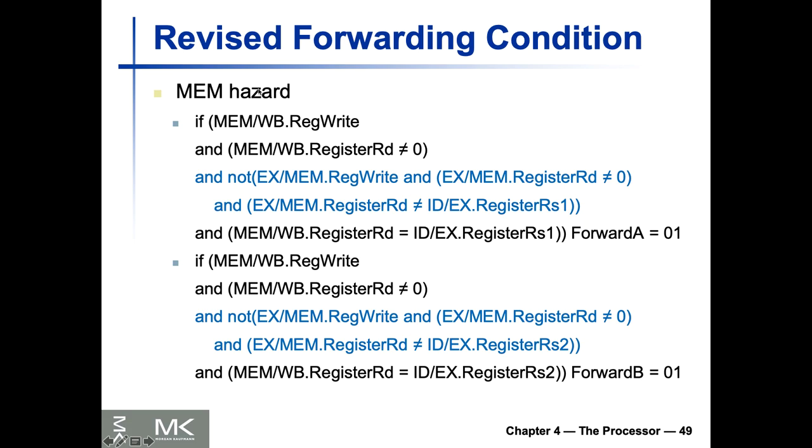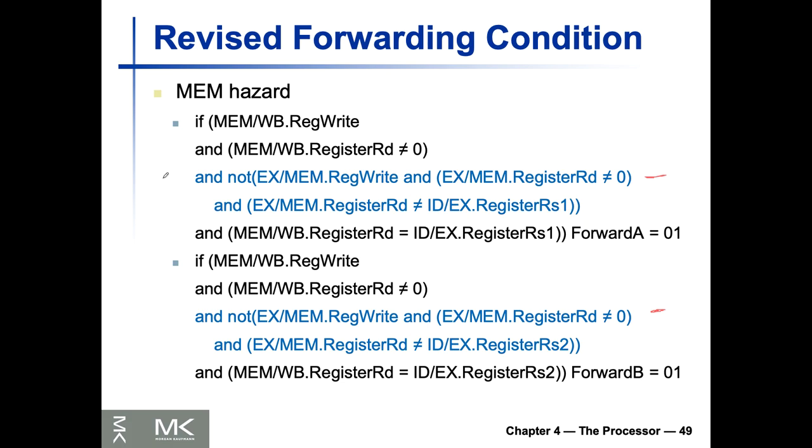So for the MEM hazard, we need to consider one extra case that is shown in blue. You remember in RISC-V, every use of X0, the register X0, must yield an operand value of zero, right? Because X0 was meant to be used as a zero value, okay? So we need to add this condition here so that if we were using X0 and the result were not X0, just use forwarding. So it's a hazard. Otherwise, we don't need to forward it because we know that it's zero.